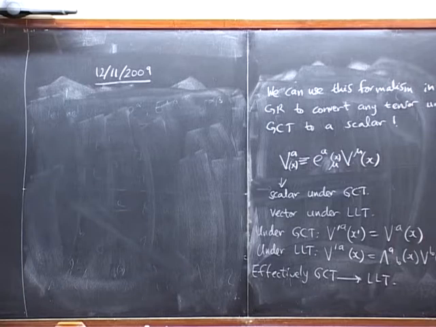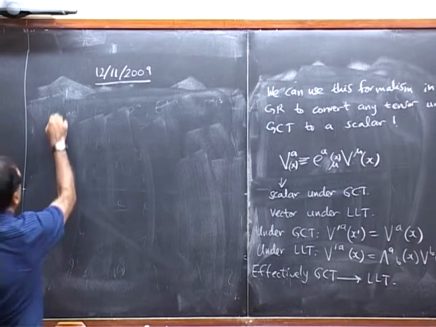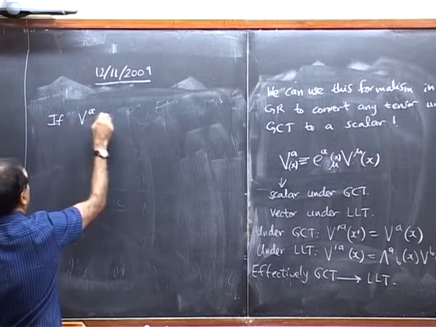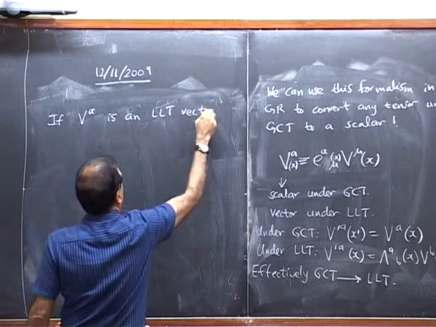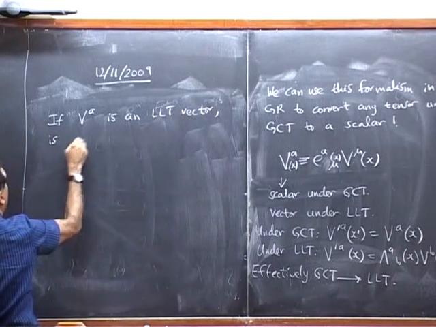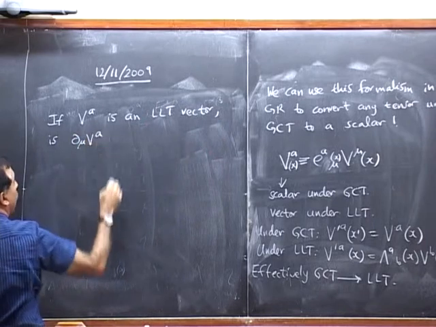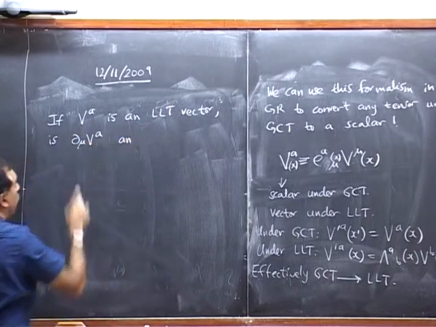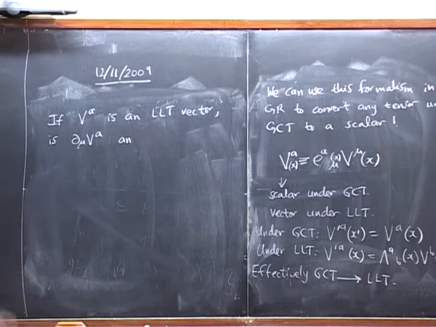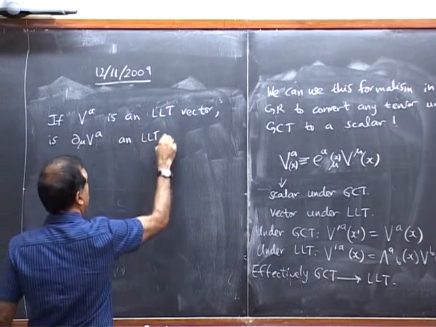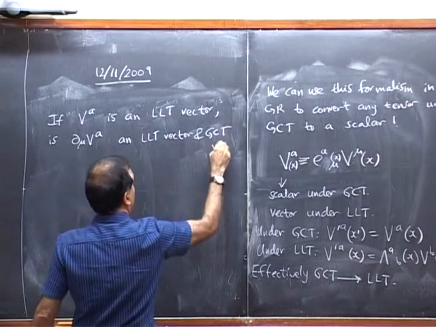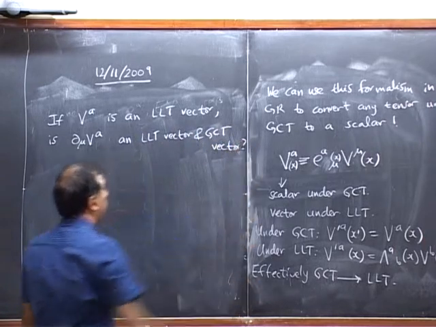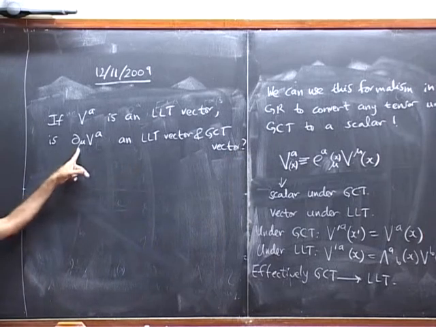So now let's start asking some uncomfortable questions. If V^A is an LLT vector, is d mu V^A what we expect? What we expect from its indices is that it should be an LLT vector and GCT vector. Remember that d mu means d by dx mu.